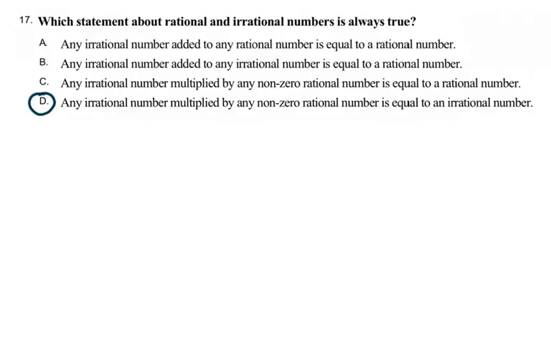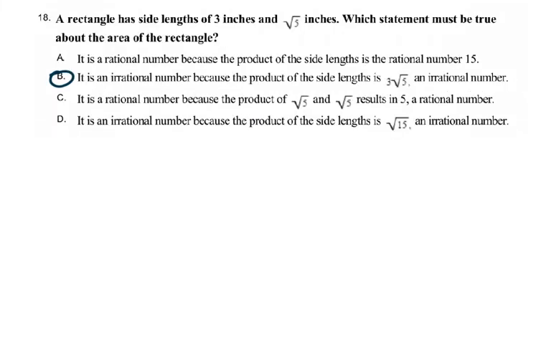Alright. You can do some random numbers for this one too. Any irrational number multiplied by a non-zero rational is equal to an irrational. So if I did the square root of 2 times 3, I get 3 square roots of 2, which is also irrational, so D works.